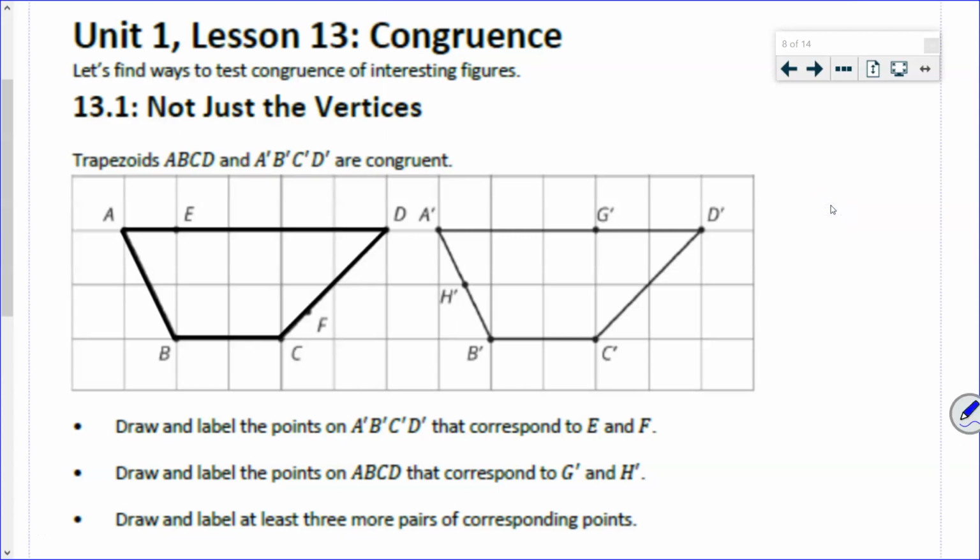Hello, Math 8 students. This is Open Up Resources, Unit 1, Lesson 13 on congruence. We're going to start with this activity. It works as a great warm-up.